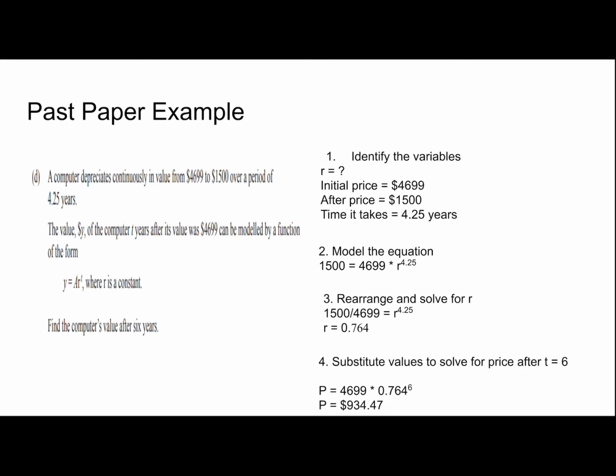Alright, we're not quite done yet. So to answer the question, we need to find the computer's value after 6 years. So we're going to substitute our rate back into our equation and find the price of the computer at t equals 6. So our same variables, except now we know the rate. So therefore, if we substitute these numbers in, we should get our price to be $934.47.